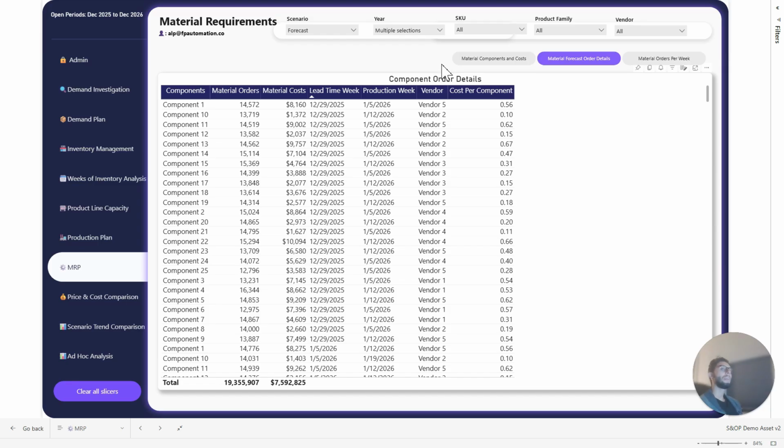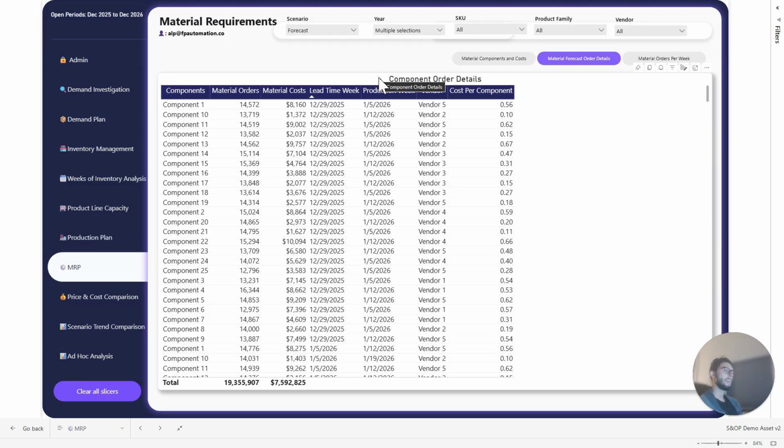The benefit here is that companies have a unified source of truth to make this happen. So as the production plan is being adjusted, the MRP plan is also being adjusted as a result of the production plan, giving a true apples-to-apples comparison between both components, allowing companies to make the necessary purchase orders to meet that production plan.